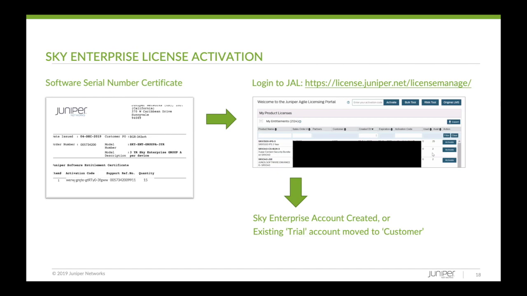Create an account in there if you don't already have one, and then activate your Sky Enterprise license through that portal. Once you do that, the Sky Enterprise team automatically gets notified that a license has been activated, and they will create a new account for you if you're a new customer, or if you're a trial customer, they will move your trial account and change that to a customer account.